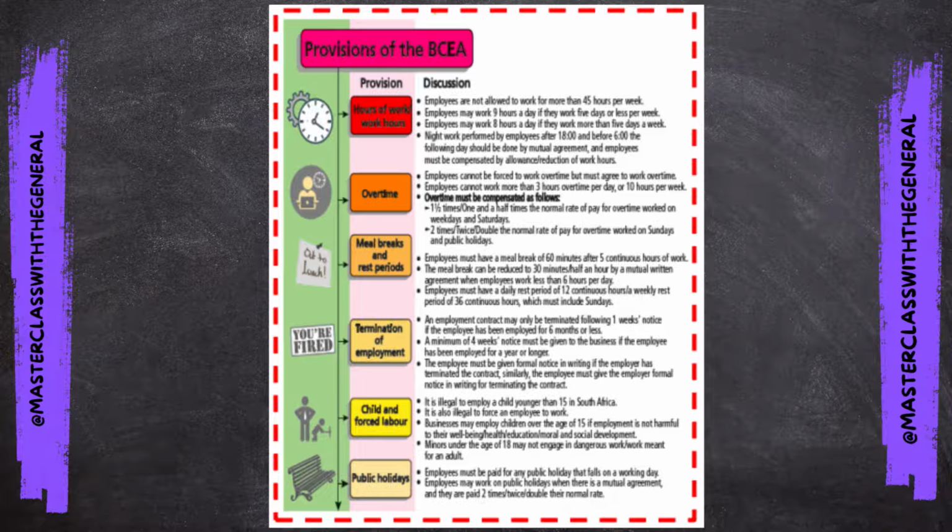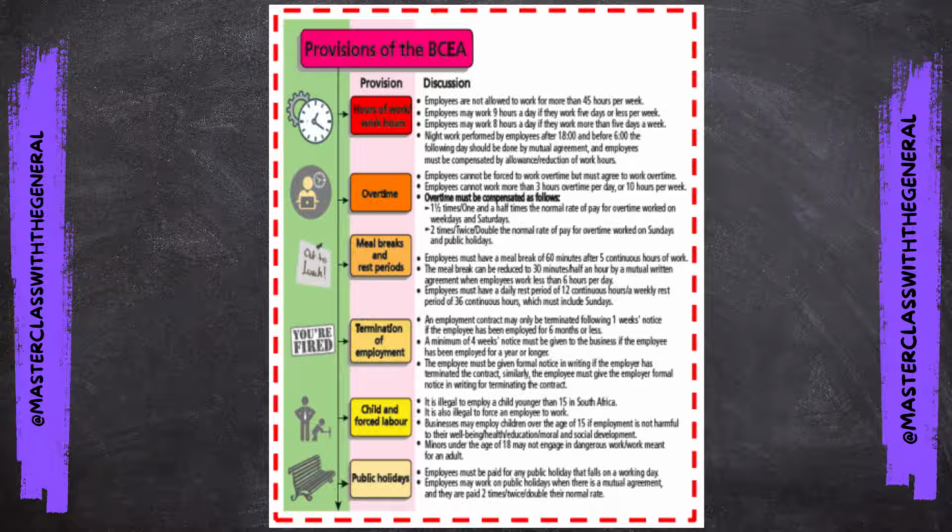Employees must have a daily rest period of 12 continuous hours. So that's what we are saying. Between the time you leave work and the time you report, there must be at least 12 hours. That's a continuous rest. Then we go to the next one, termination of employment.